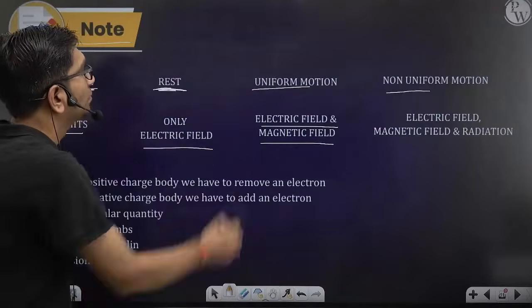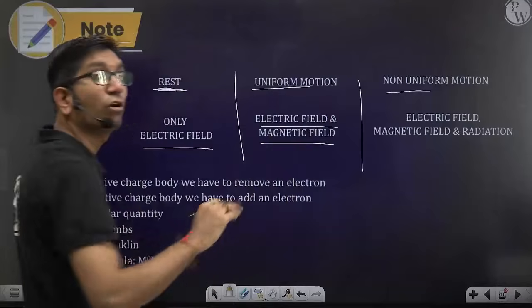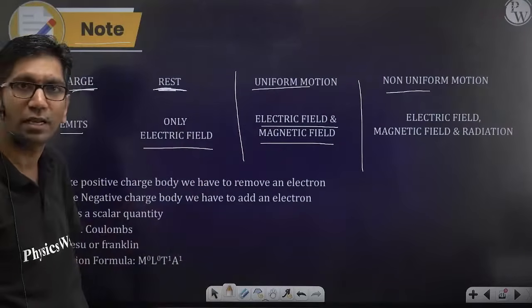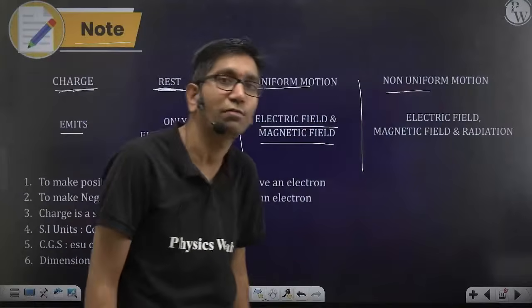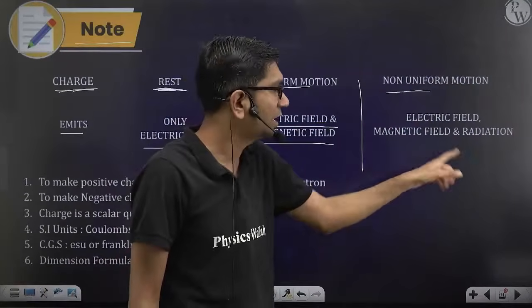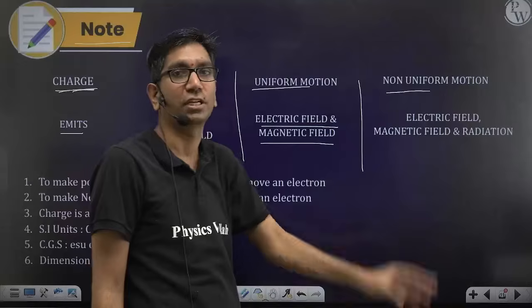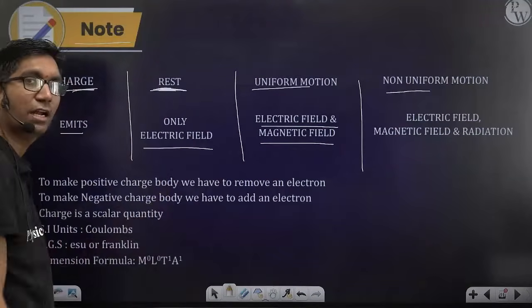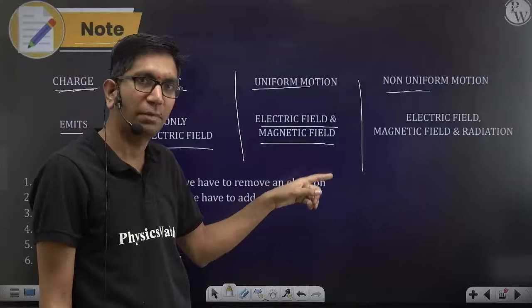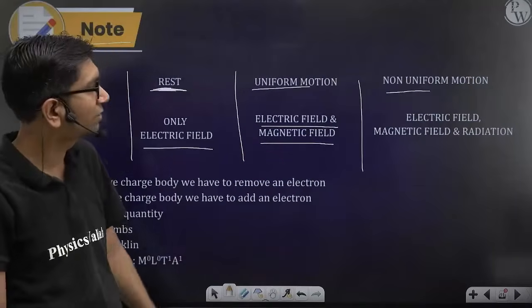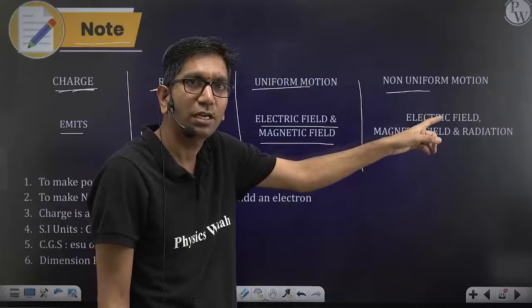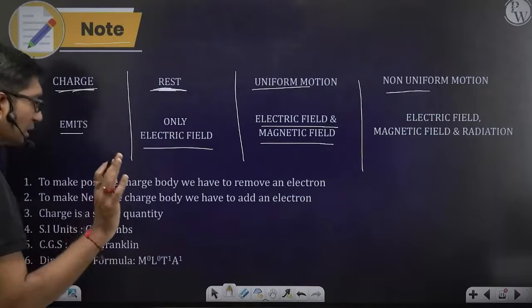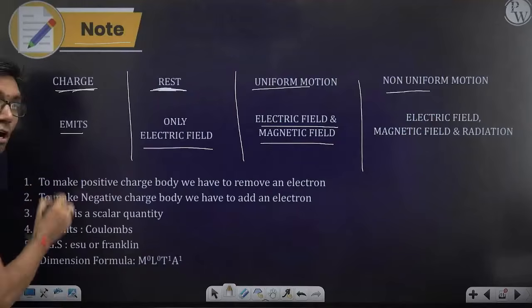When charge is in uniform motion, what does it emit? Electric field and magnetic field. Remember this point. When charge is in non-uniform motion, what does it emit? Electric field, magnetic field and radiation. Extra, you will get radiation. When it is at rest, it only emits electric field. In uniform motion, it emits electric and magnetic field. In non-uniform motion, it emits electric field, magnetic field and radiation. These all points are noted.